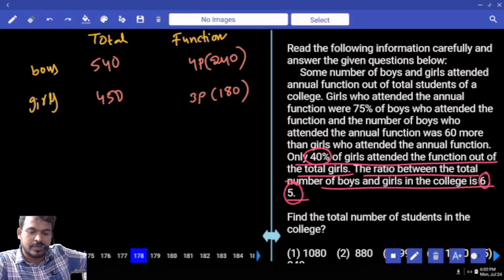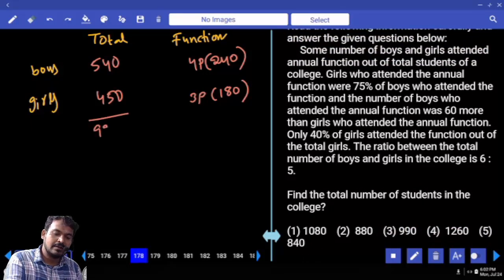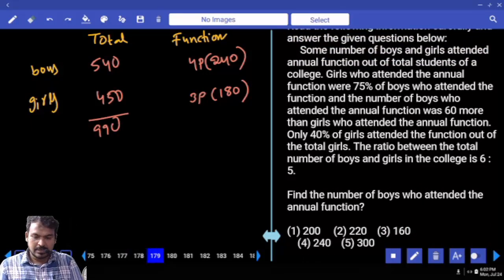Total girls 450, in that 180 attended the function. For the first question, total, show the answer. The answer is 990. Next, question 172.